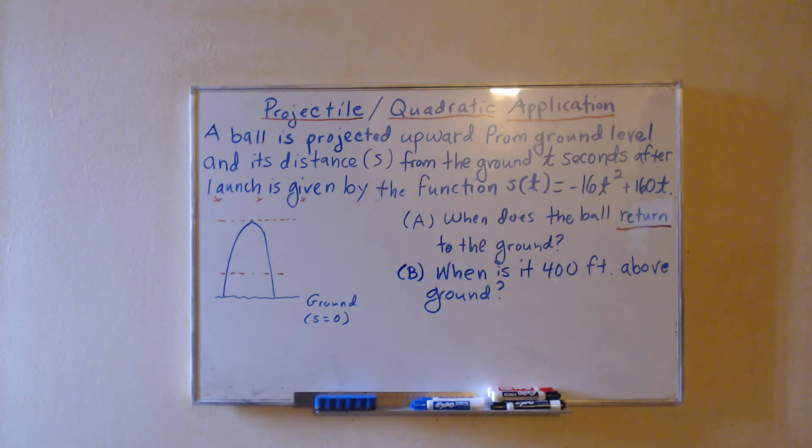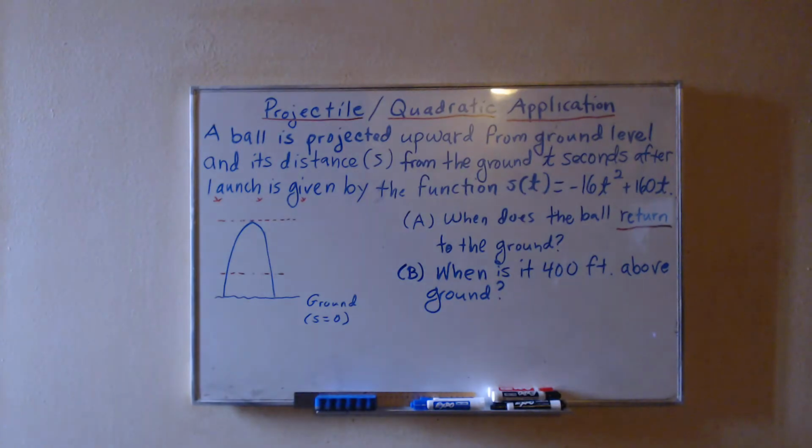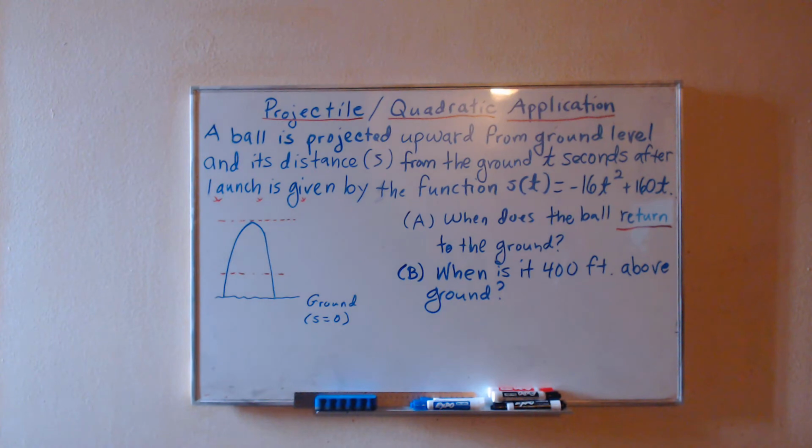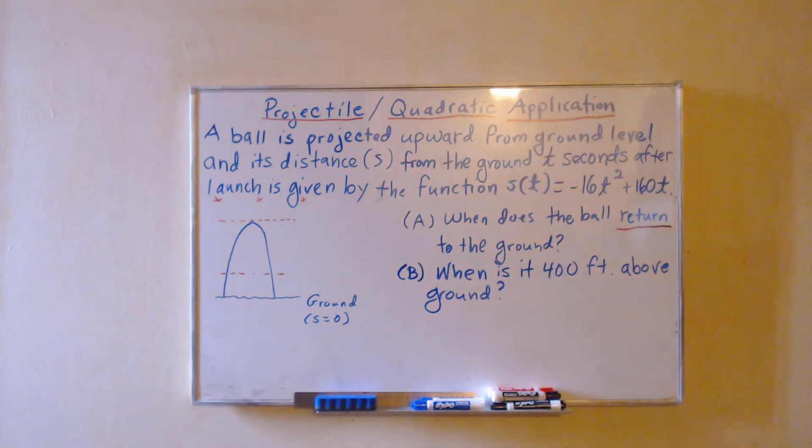Okay, so we're throwing a ball. In fact, that ball must be getting thrown at a speed of 160 feet per second, but we don't need to know that. We're given a function that relates the distance above the ground, s, as a function of t, time, written as t, where t is how many seconds after the launch. We're asked two questions. When does the ball return to the ground? And when was it 400 feet above the ground?